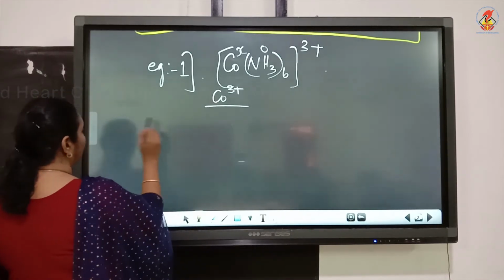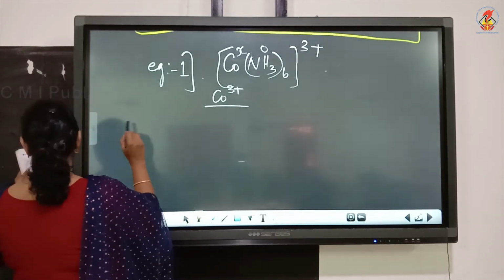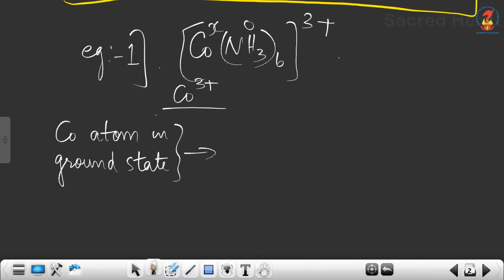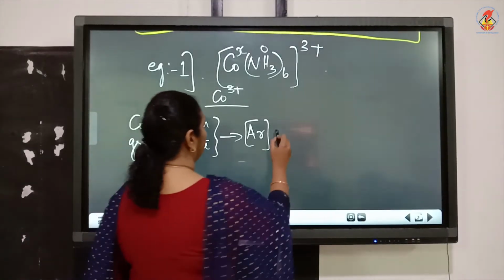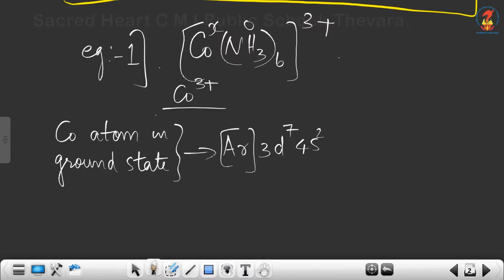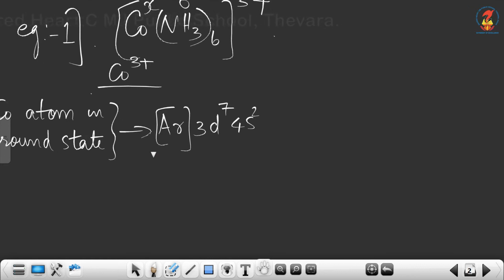Now the first step is the cobalt atom in ground state. What is the configuration of the cobalt atom in ground state? Cobalt in ground state is argon 3d7 4s2. Now you draw the orbital diagram. You know how to draw the orbital diagram, that is in square boxes.